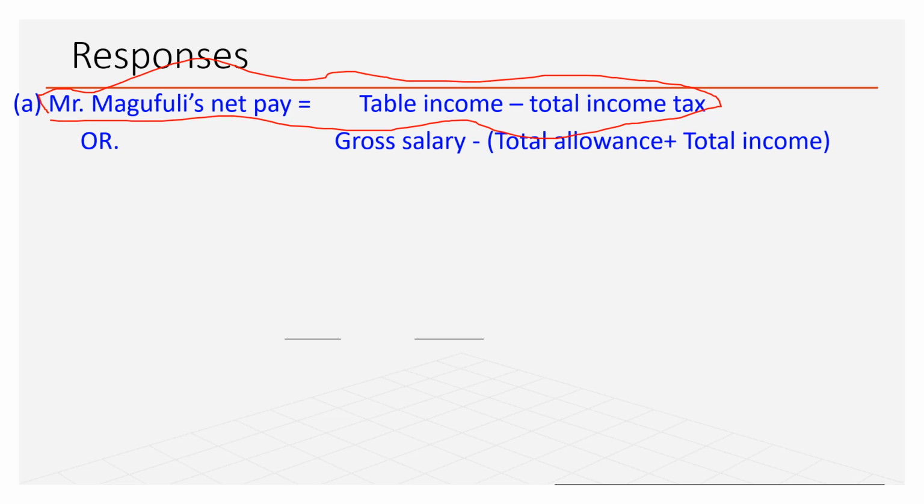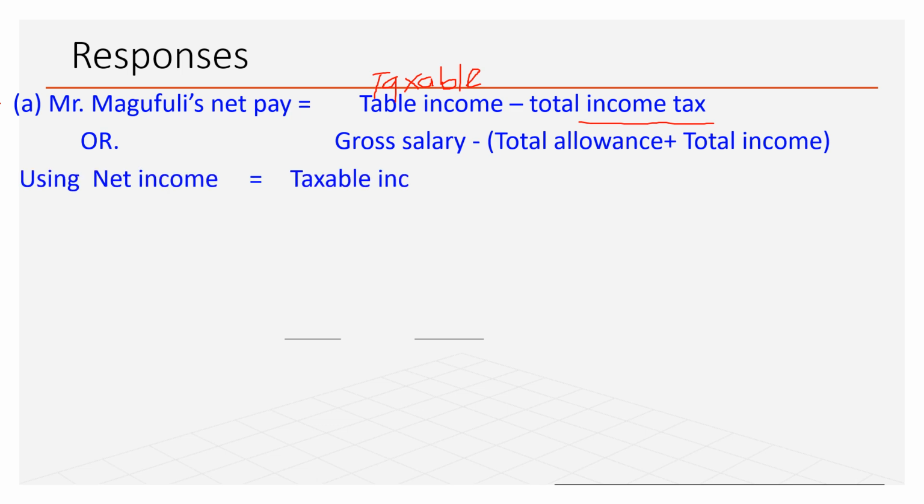minus taxable income. This is taxable income, please. Let's replace this with taxable. The income that is subjected to taxation. So when you subtract this income, called the income for tax, then that gives us the net income to take home.